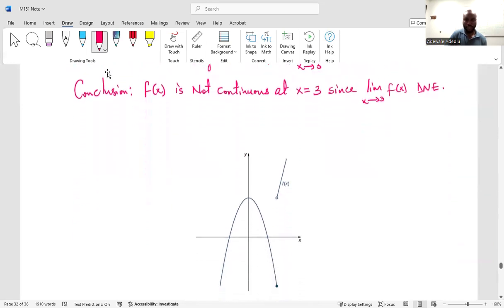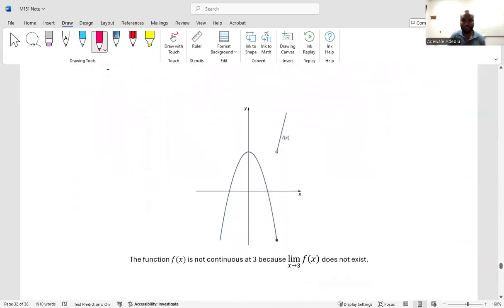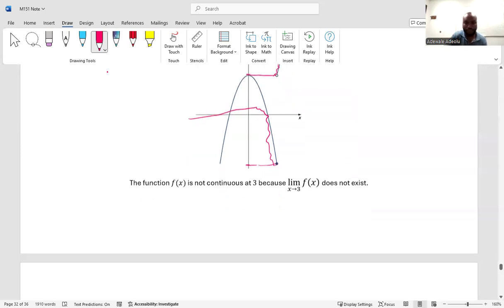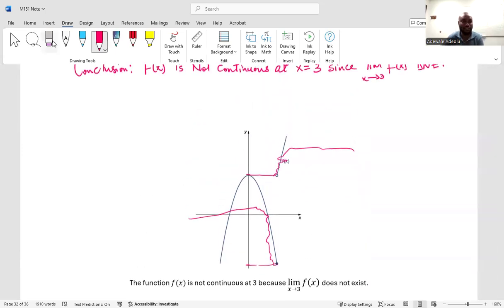Okay, and this is the graph of that function. So you see, the function is not continuous at 3 because the limit does not exist. If you look from the left, the limit is trying to get to the y value here. However, from the right, the limit is trying to get to the y value, which is here. So they are not the same. Okay. Let us move on.